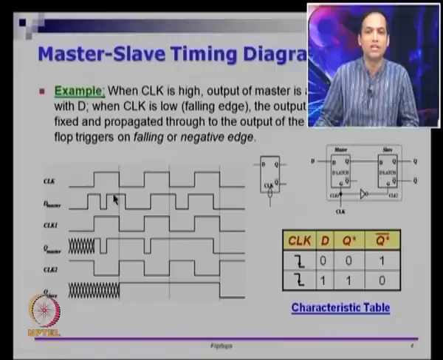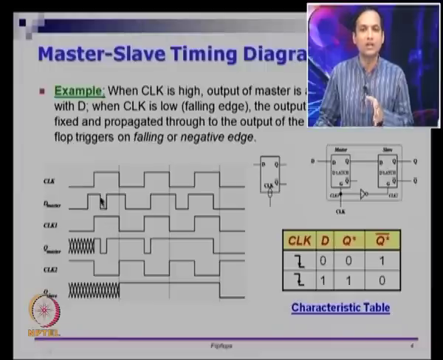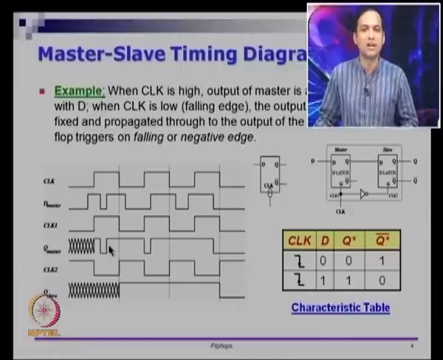So for example, this 1 to 0 transition does not appear in Q master. Similarly, this 1 to 0 and 0 to 1 transition does not appear in Q master. So some transitions are captured, some are not, but the master is still a latch. Whenever CLK1 is on, if there are changes in D, they will be captured in Q master.